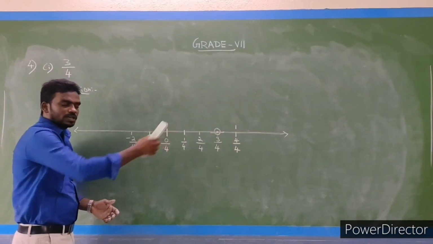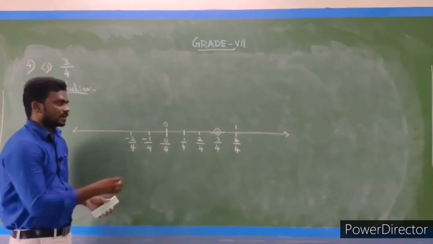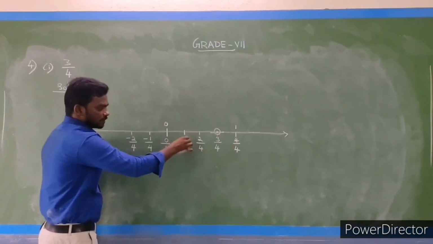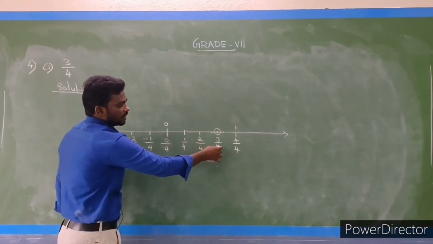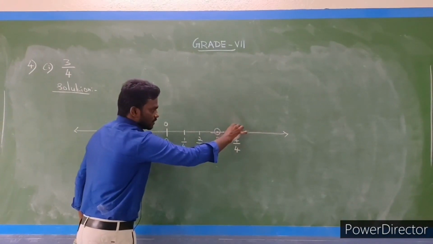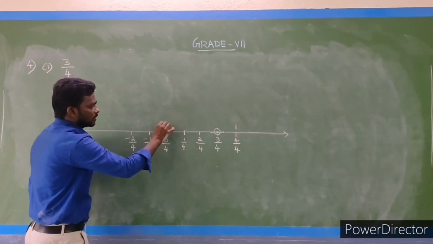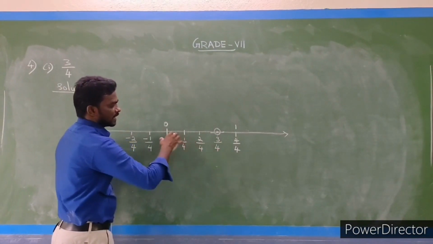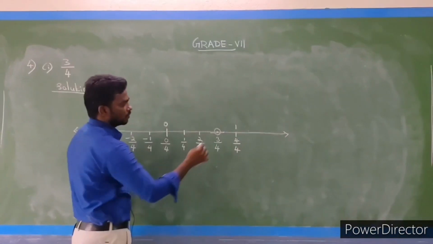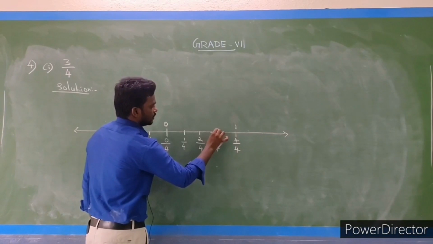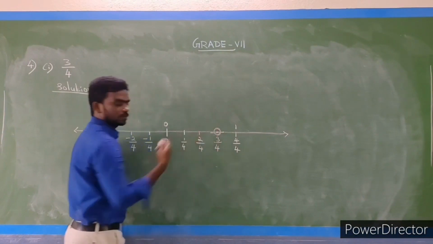So how to represent this? First we have to draw the number line. Next we can write the number 0. 0 can be written as 0 by 4. So next number is 1 by 4, 2 by 4, 3 by 4, 4 by 4 and so on. Here 4 by 4 is equivalent to the number 1 and 0 by 4 is equivalent to 0. So this number 3 by 4 lies between the numbers 0 and 1. So this is the point to represent the number 3 by 4.